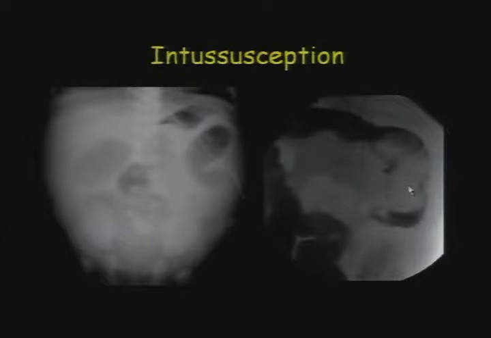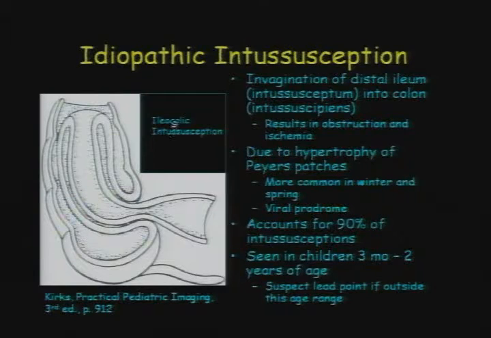That's an ileocolic intussusception, which is the most common idiopathic type of intussusception due to hypertrophy of Peyer's patches.